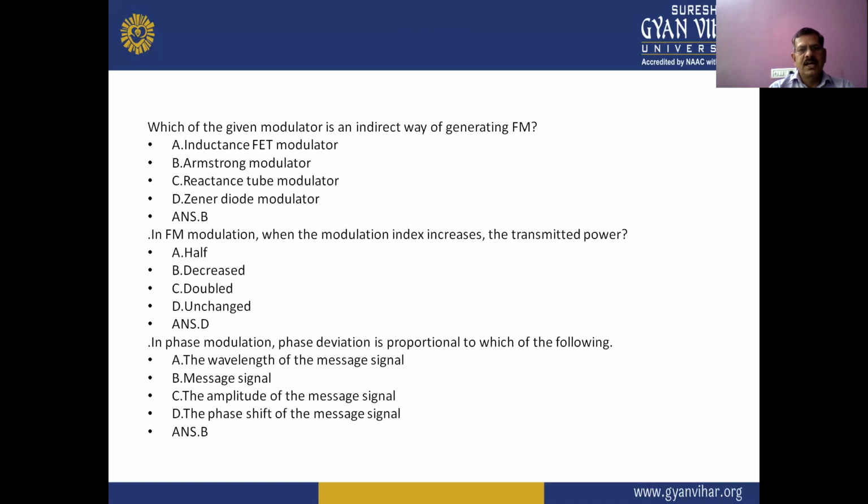In next, in FM modulation, when the modulation index increases, the transmitted power, option A half, option B will be decreased, option C will be double, or option D unchanged. So option D is the correct answer, because in FM modulation, the modulation index does not depend on the transmitted power. So this is unchanged.